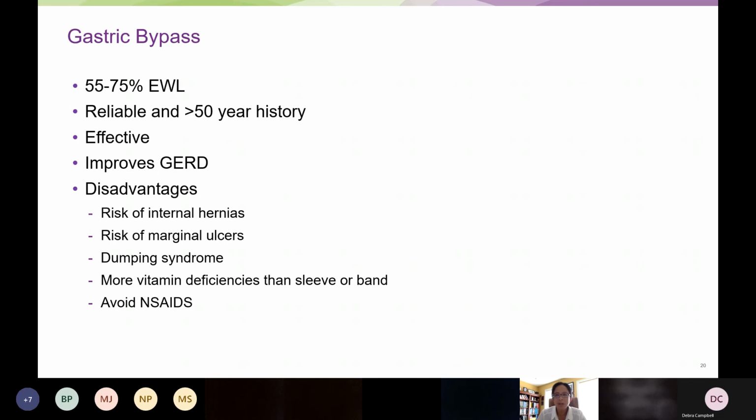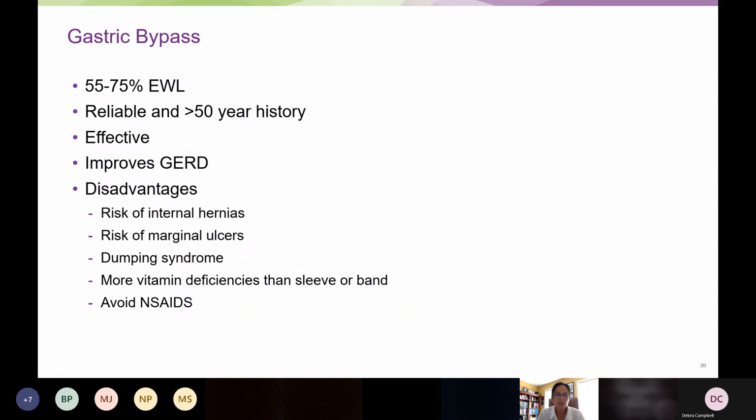There's also a risk of marginal ulcers. That gastrojejunal anastomosis is not used to receiving things like NSAIDs or caustic materials. So when people smoke, which decreases blood supply to the anastomosis, when people drink alcohol, when people take NSAIDs, that could cause an ulcer in that area that's very difficult to heal up. So we basically restrict patients from smoking, and after bypass, we restrict them from taking NSAIDs as well.